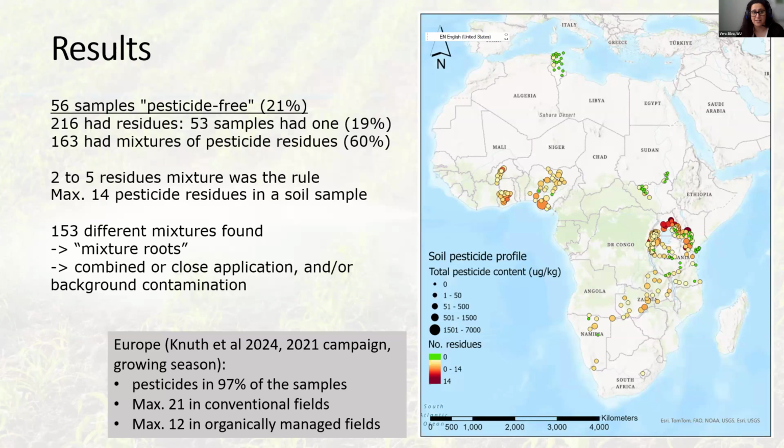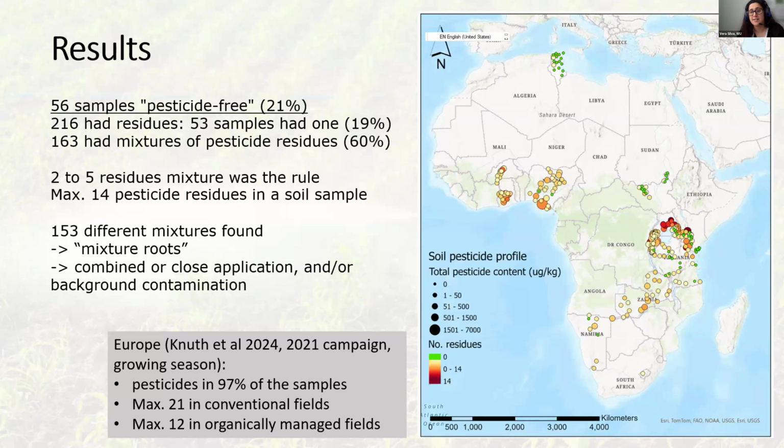So 216 samples had pesticide residues. 53 had one, and 163, so most of the samples, had mixtures of pesticide residues. So this also corroborates what Violet presented now for the European context.